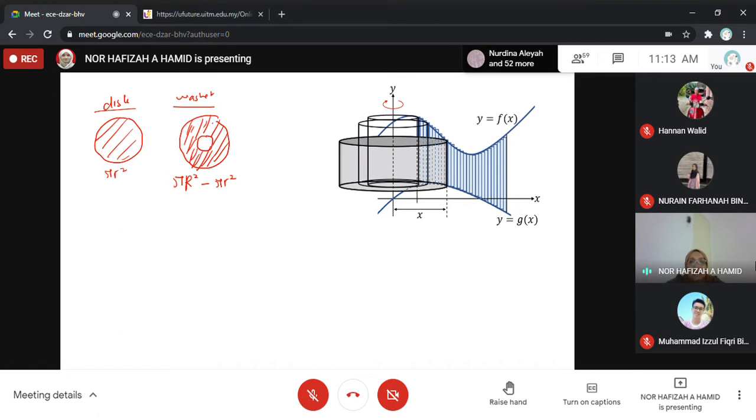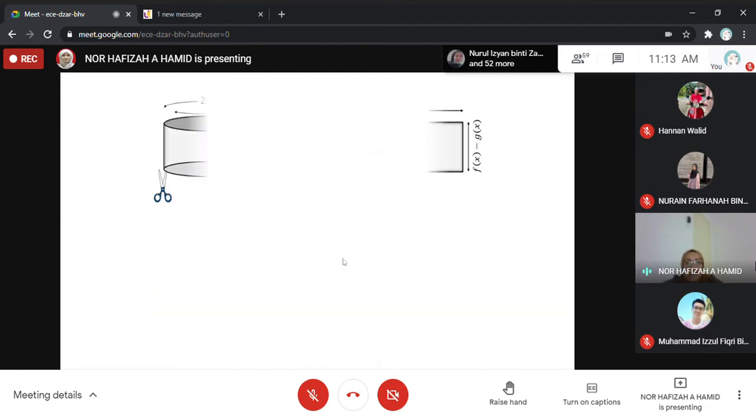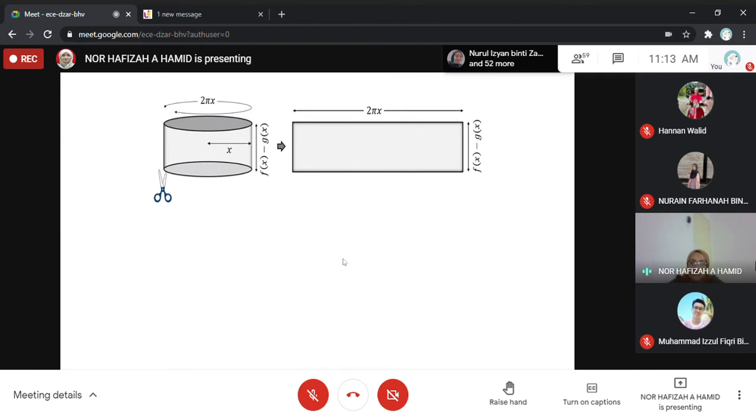But for shell, dia punya cross section dia is in terms of cylinder. So nanti kalau kita cut cylinder tu, you akan dapat in terms of rectangle. Okay, so dia banyaklah circle tu, you punya cylinder tu sama macam with disc and washer. So observe that the strips are always parallel to the axis of revolution in cylindrical shell method. Okay, so ini formula for cylindrical shell method.